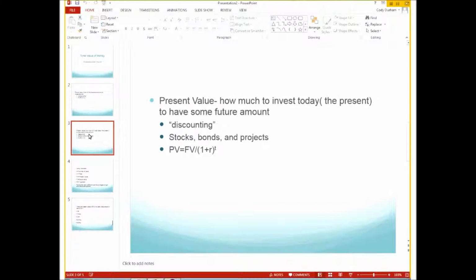And the present value is very similar, except this time we're going back through time and coming to the present value. It's how much an investment is worth today to have some future amount or some future claim on cash flows. The verb used with this is discounting, and it's commonly used, as is the future value, for things like stocks, bonds, and capital budgeting projects.